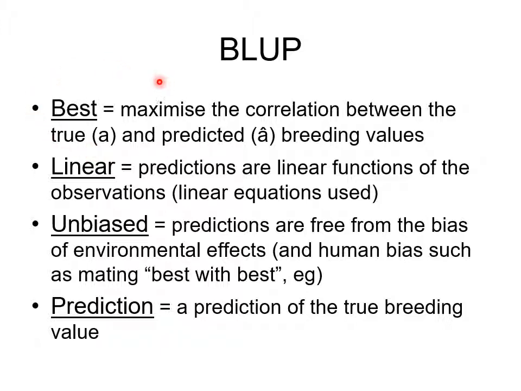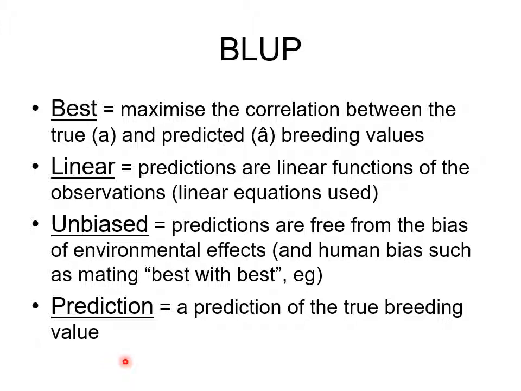So that's where the best comes from. It's linear. These are all linear functions of observation. So we use linear equations. All these equations that we have written down are basically linear equations. It is unbiased because it's free from the bias of environmental effects, and it's also free from the possible bias of mating best with best, for example. And that maybe will become clearer as we go along. And it's a prediction of the true breeding value of the animal.